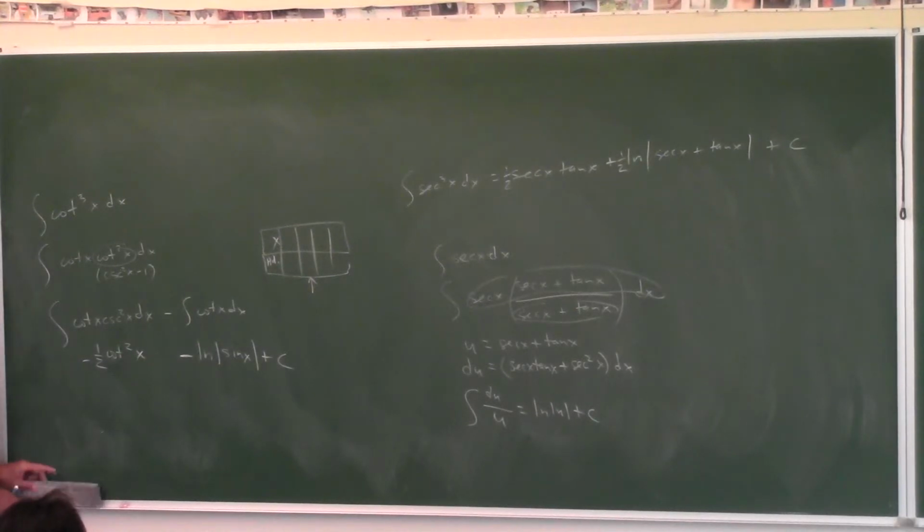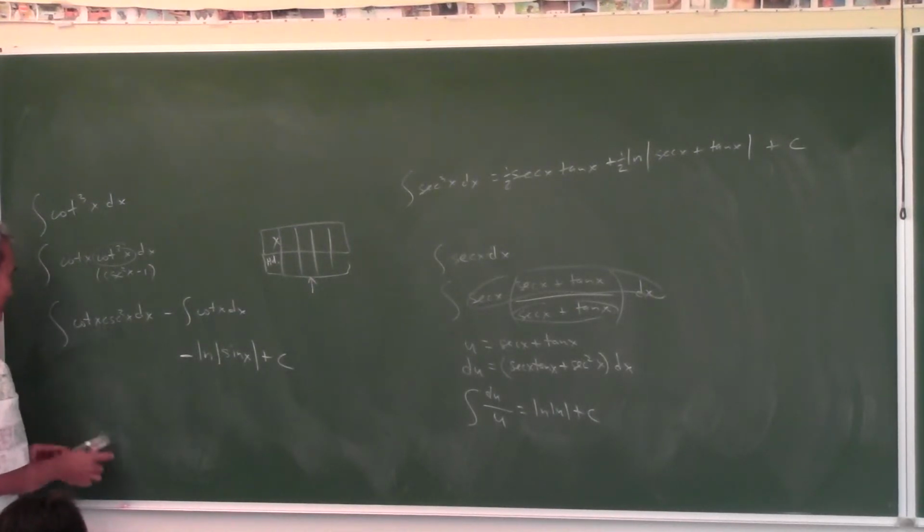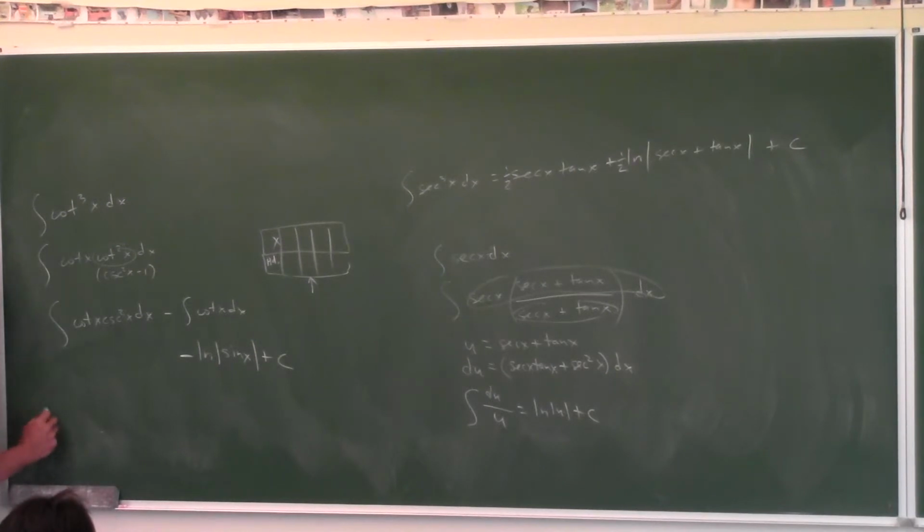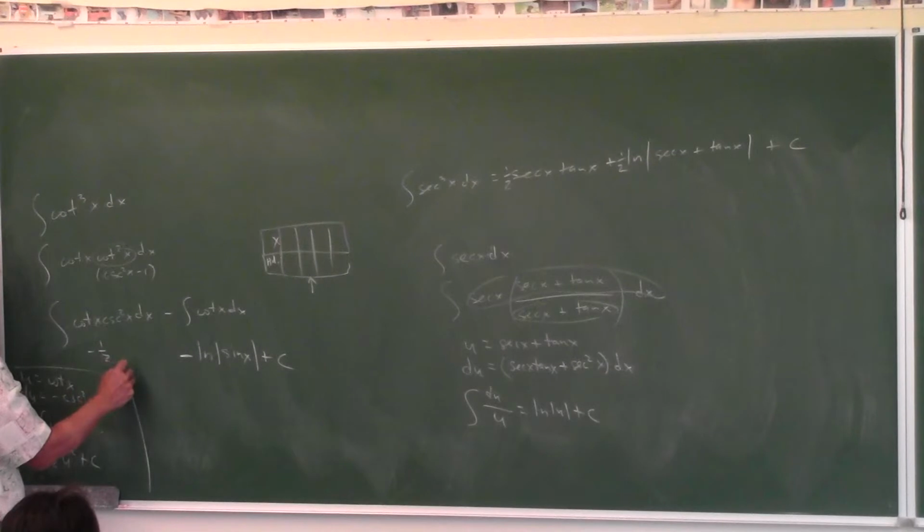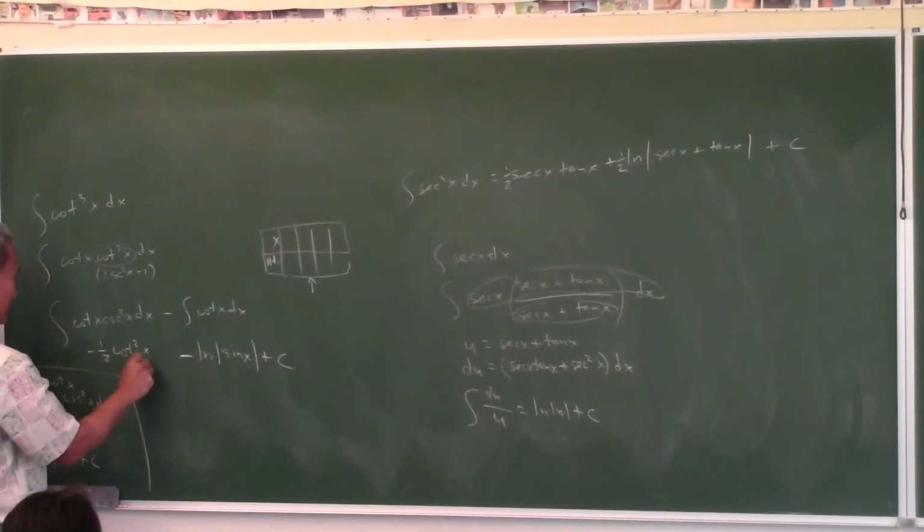Now if you cannot do that, judging by some of your faces, then do this. You go to the side here. This is the side. Let u equal cotangent x, du equal negative cosecant squared x dx. So doesn't that integral become the integral of negative u du, which is negative 1/2 u squared plus c? And then now you can write negative 1/2 cotangent squared x plus c.